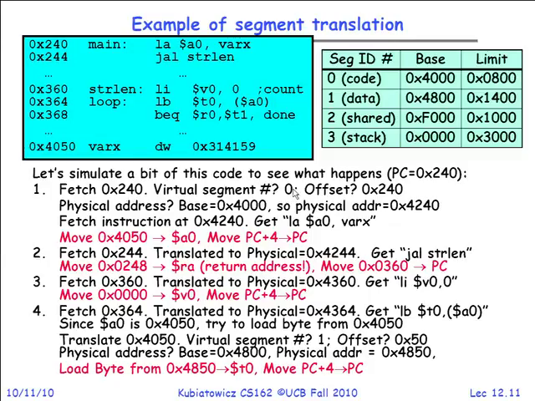So if we fetch 240 hex, what's virtual segment 0? Well, it's base 4000, limit 800. So that means, since our offset is 240, that's going to be annoying to you guys here.